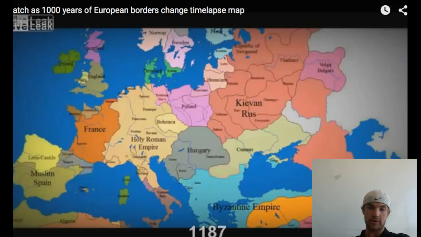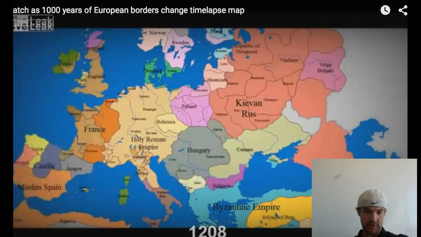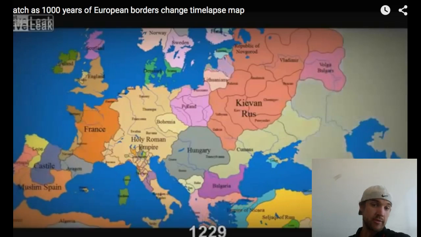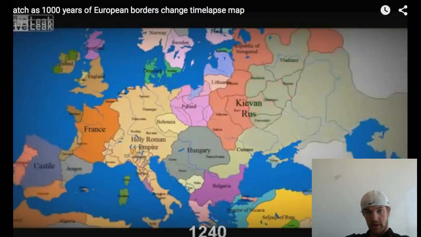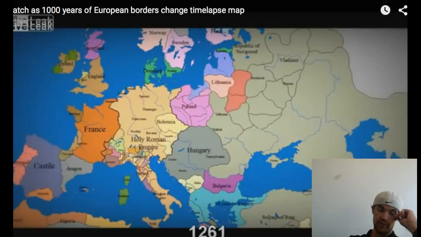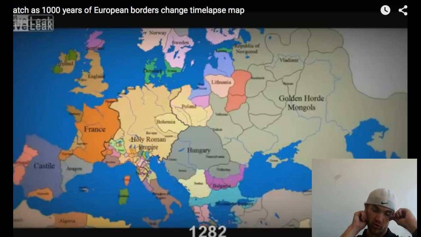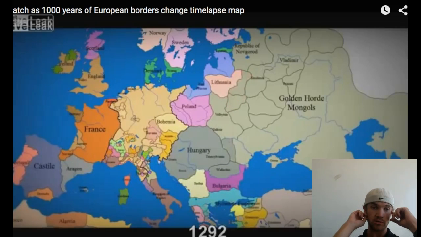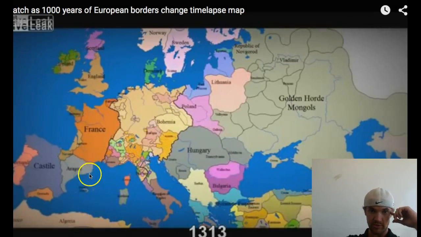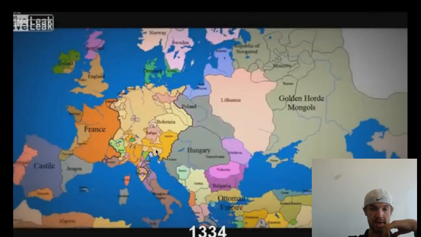So you can see the borders are constantly shifting in Europe, and you can think of reasons why. War, diplomatic marriages. A king marries a queen from another country and acquires the wealth of her father, the king of that country. Immigration causes a change of borders. Disease, all sorts of things change borders. But you can see Europe is constantly changing. And that's what we're going to talk about.